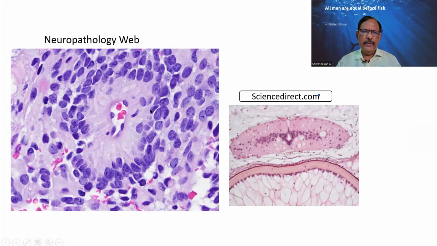Here again, neuropathology web. You are having a core, these are all columnar cells, the nucleus is away from it and it is called as reverse polarity. This is a normal structure that we are seeing. So there is a blood vessel, there is a basement membrane, there are the cells and the nucleus is away from it. These are the normal subependymal cells that are seen in the body.